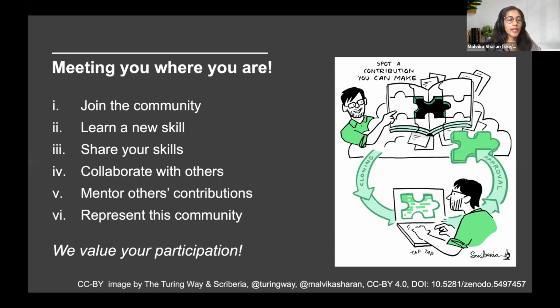So if you would like to join us, please feel welcome, and I would share more information how you can do that. But if you are still wondering what can I do in this community? You can learn a new skill, you can share a new skill, you can collaborate with others, you can mentor other contributors, you can find a mentor within the community, and you can represent this community in your work if you want to promote best practices. We value all sorts of participation.